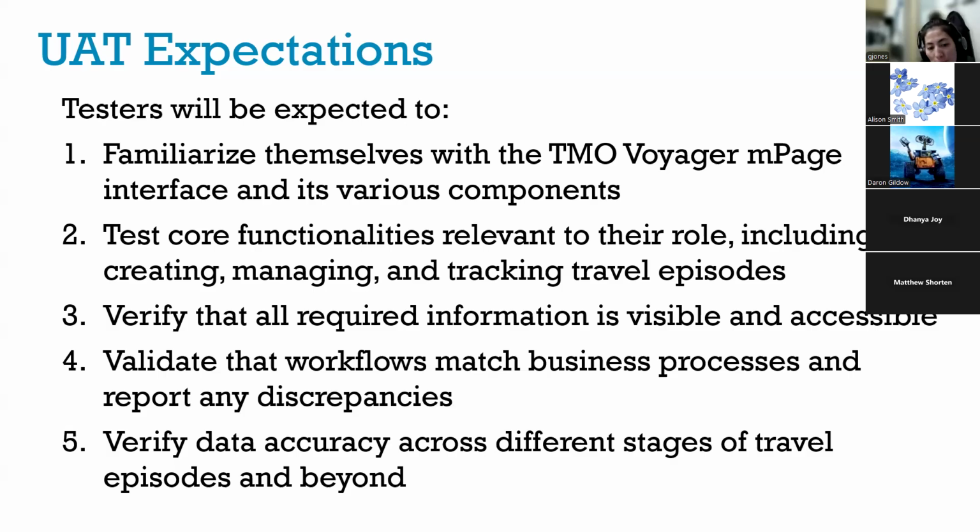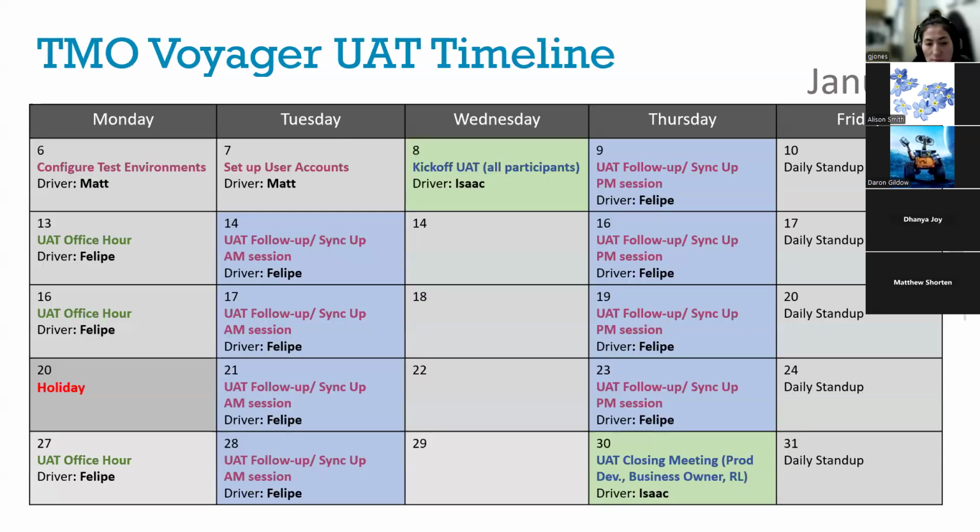Last but not least, we also want to verify that the data are accurate across different stages of the travel episode and everything else when it comes to your workflow. So that's the summary of the user acceptance testing (UAT) expectation that we have for you. We hope you can test the system to the best of your ability. Any questions so far?